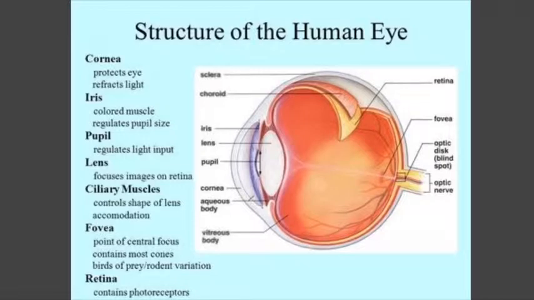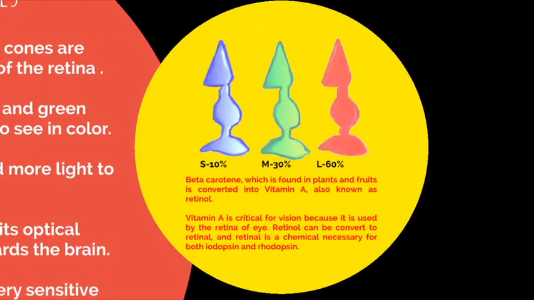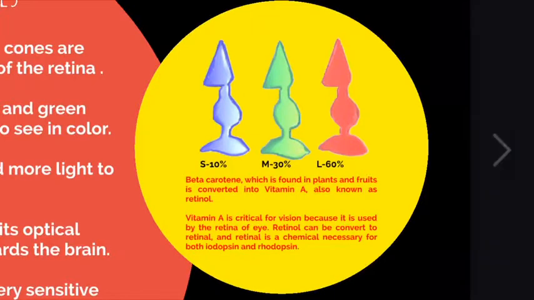The fovea is the point of focus, most prevalent in birds of prey, and the retina contains most of the photoreceptors. Beta carotene, which is found in plants and fruits, is converted to vitamin A, which is known as retinol, which is why people say that carrots are good for your eyes. Vitamin A is critical for vision because it is used by the retina of the eye. And retinol is converted into retinal, which is a chemical necessary for both iodopsin and rhodopsin, both present in photoreceptors.